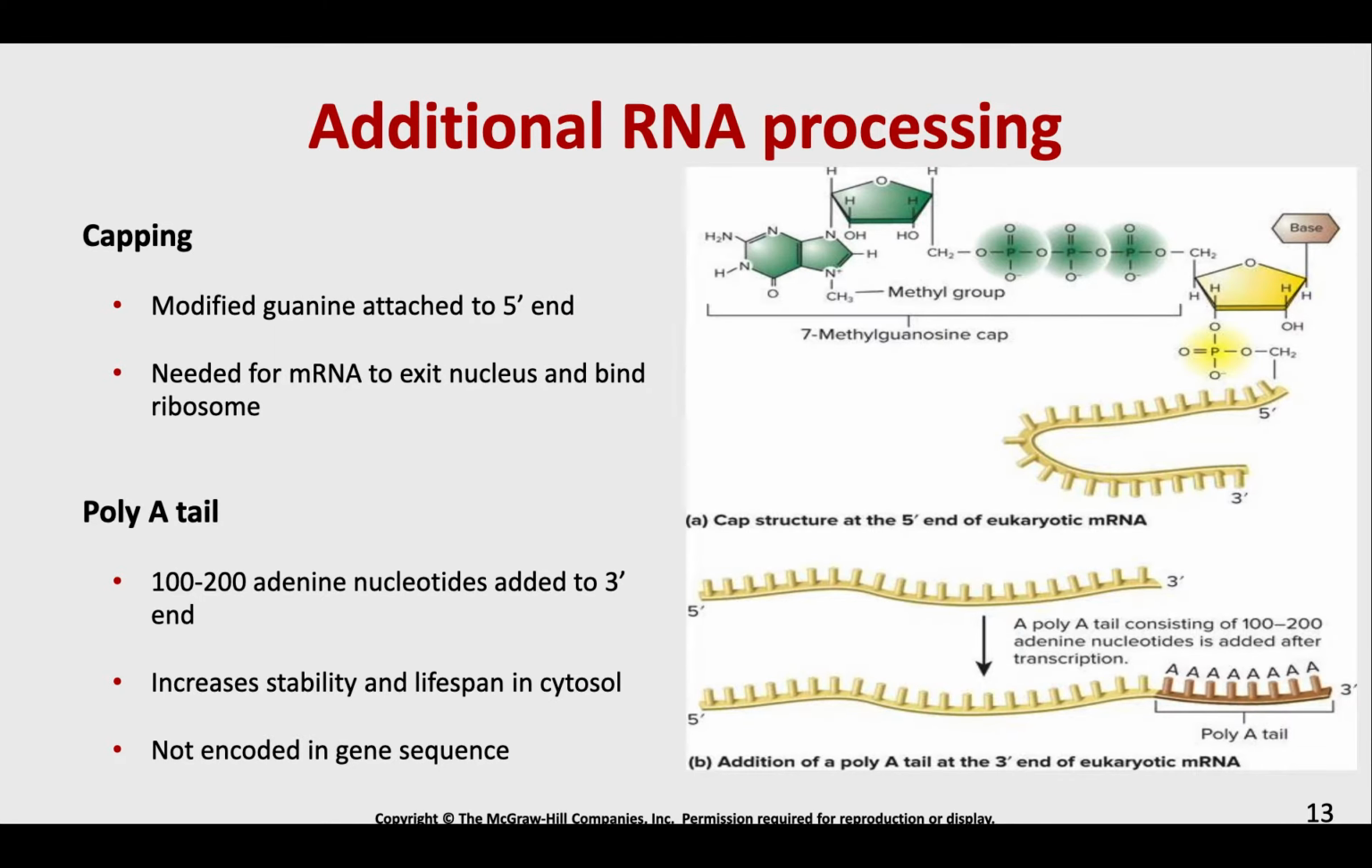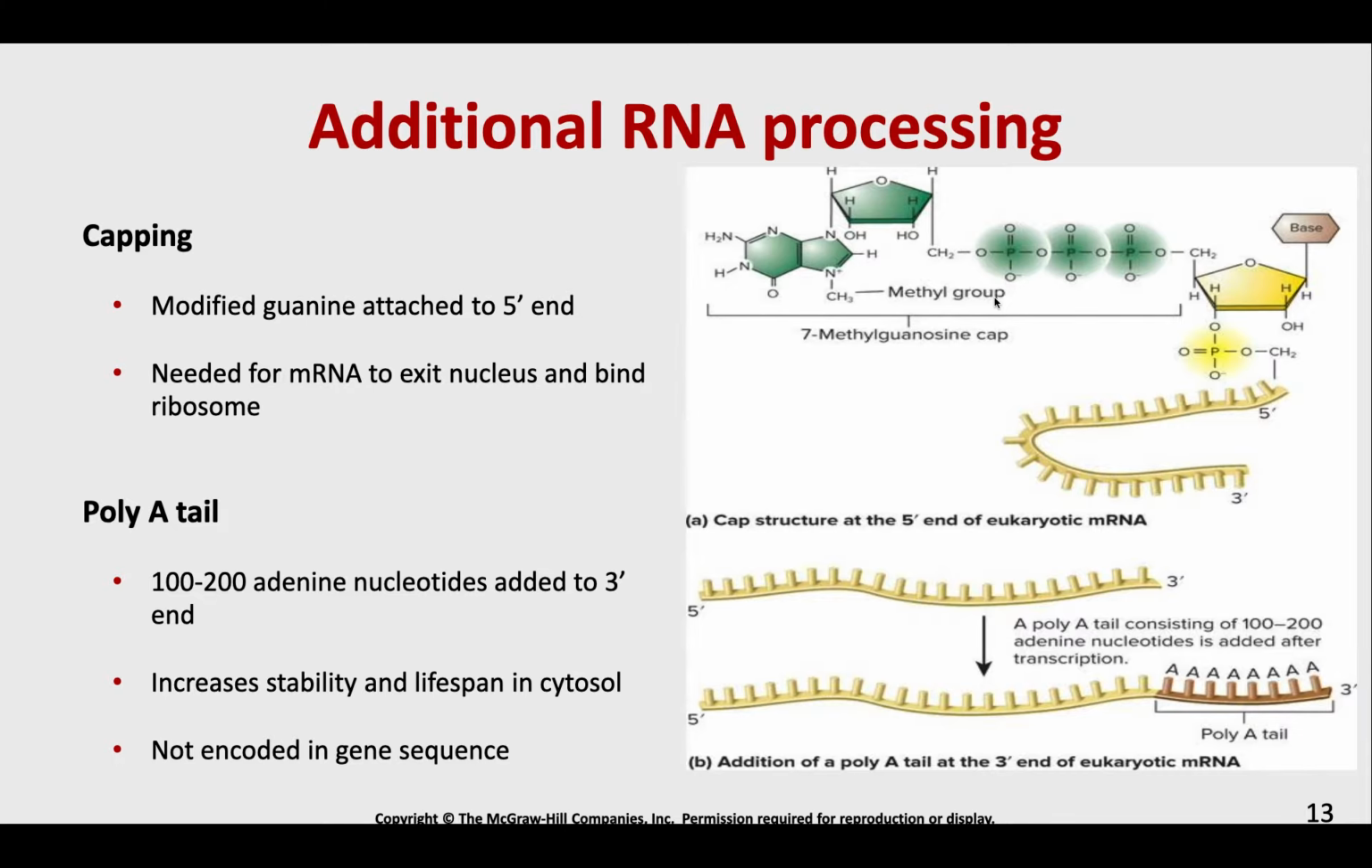So what does this mean? Capping is where we are adding a modified guanine attached to the 5' end. This cap is needed for the mRNA to physically exit the nucleus, and it's also needed for the ribosome to recognize it and bind to it in the process of translation. So this is helping us pass through the nucleus and be recognized by the ribosome.